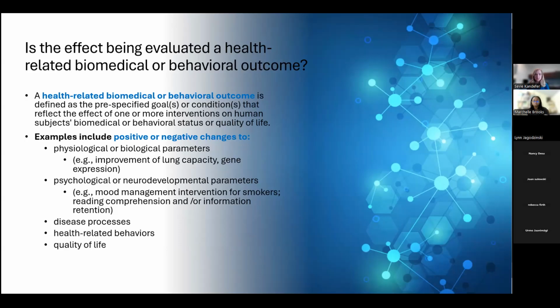So examples include positive or negative changes to physiological or biological parameters like lung capacity or gene expression. It could be changes to psychological or neurodevelopmental parameters like mood or reading comprehension. It could be changes to disease processes, health-related behaviors, or quality of life.